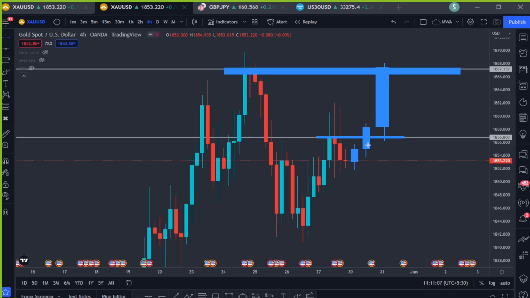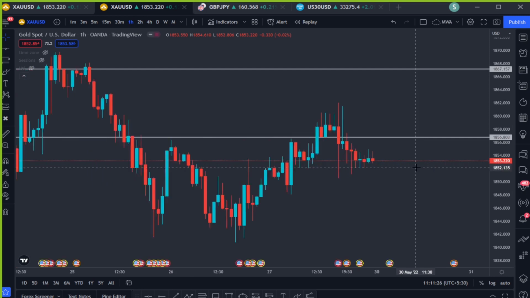The second entry can be if we get a bullish candle closure above this resistance. Again, we can wait for the next candle to open, make a bottom wick, retest this area, and then we can take the entry on the flip or the break of this previous candle high. So these are the entries we can take, right?